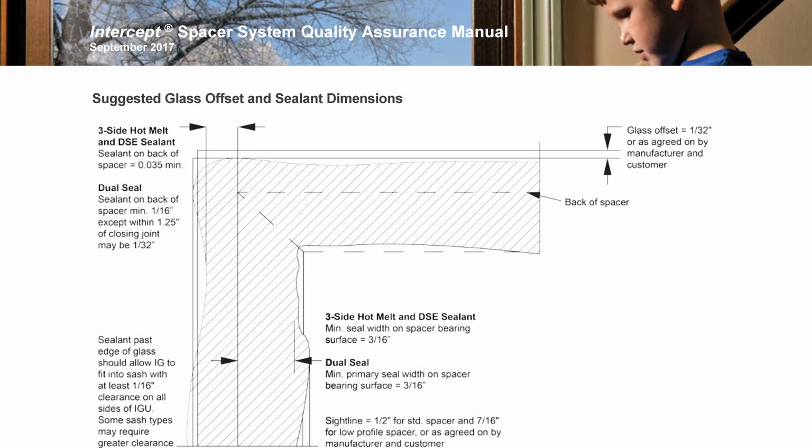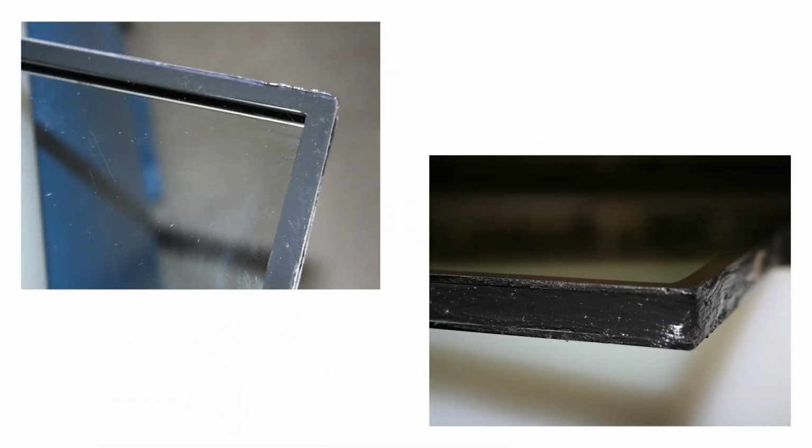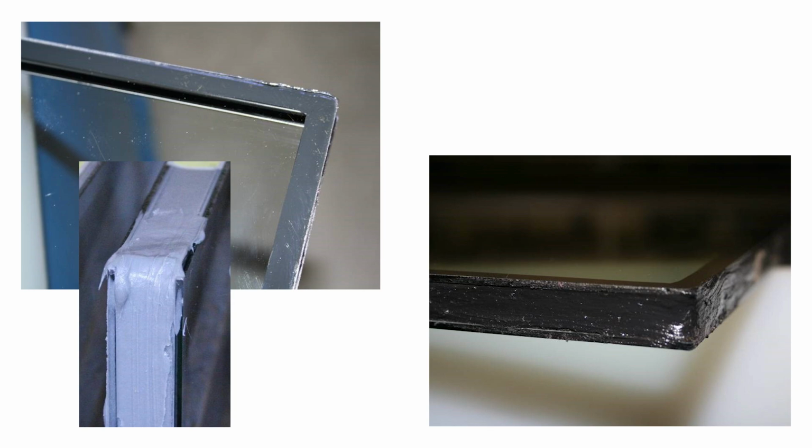With regards to the patch sealant, consider the sealant thickness. It should be enough to fully cover the fastener with no air voids or exposed metal. Typically, the sealant should fully fill the spacer undercut from the back of the spacer to the outer edge of the glass.